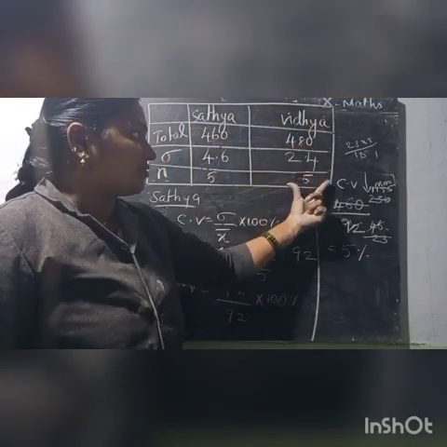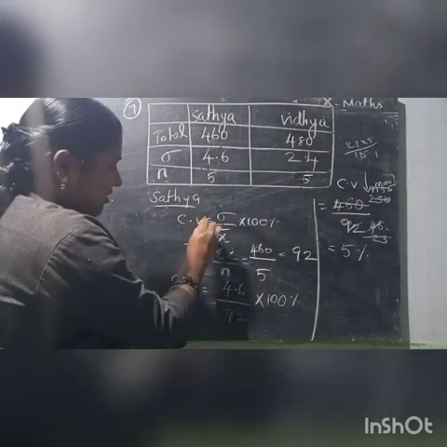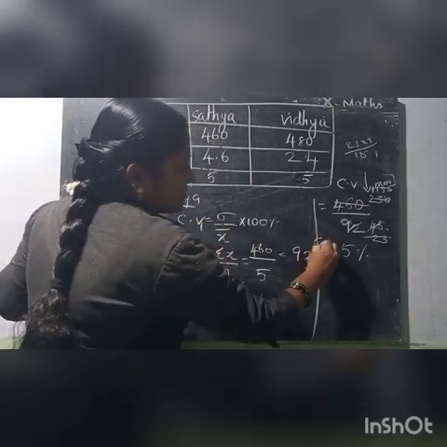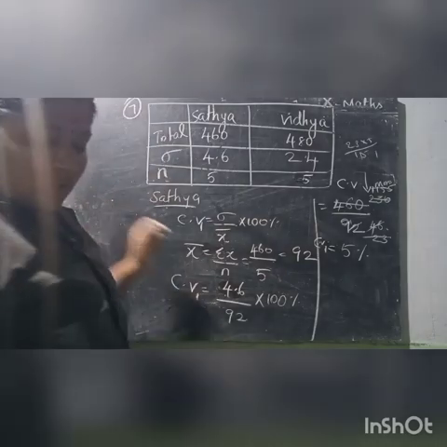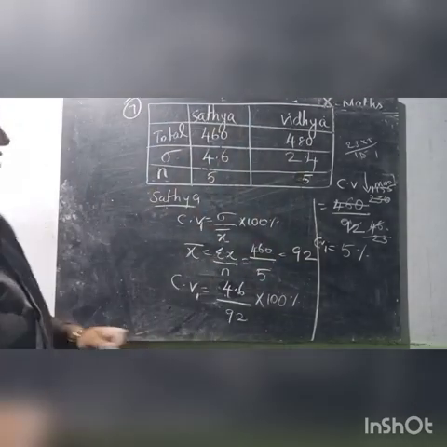Next we have to calculate for Vidya. That we mention here as coefficient of variation 1. Next we are going to calculate for Vidya.